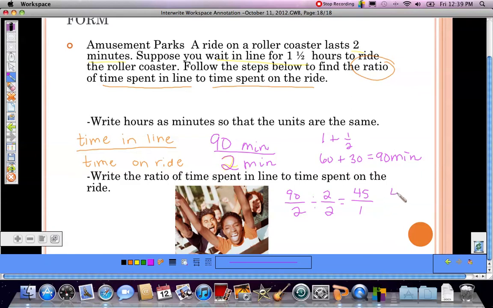You could also write this 45:1. That would be read 45 to 1. Or you could use the word "to," 45 to 1.